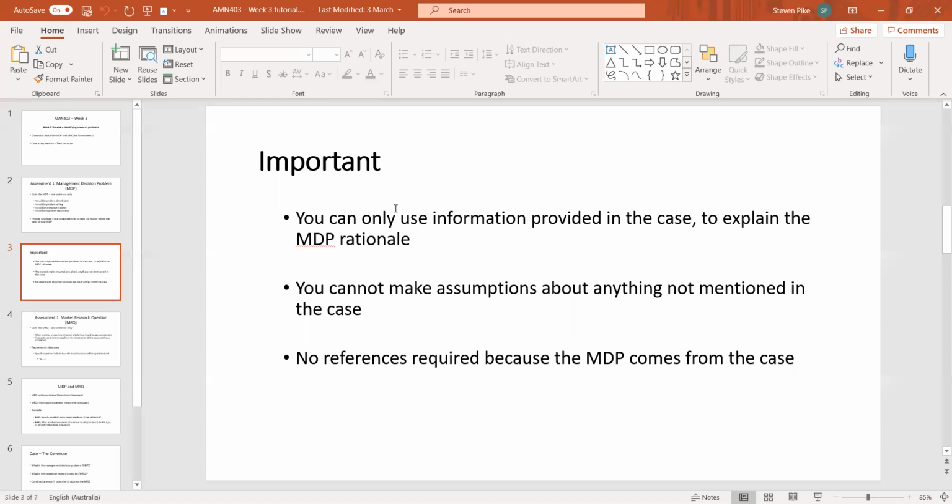So as I say, it's really important that you recognise the MDP can only come from the information that's written in the case. You can't make any assumptions, or if you have any knowledge of a similar business or problem, that's not relevant in this case. So you can't make any assumptions, and therefore no references are required in that particular section.